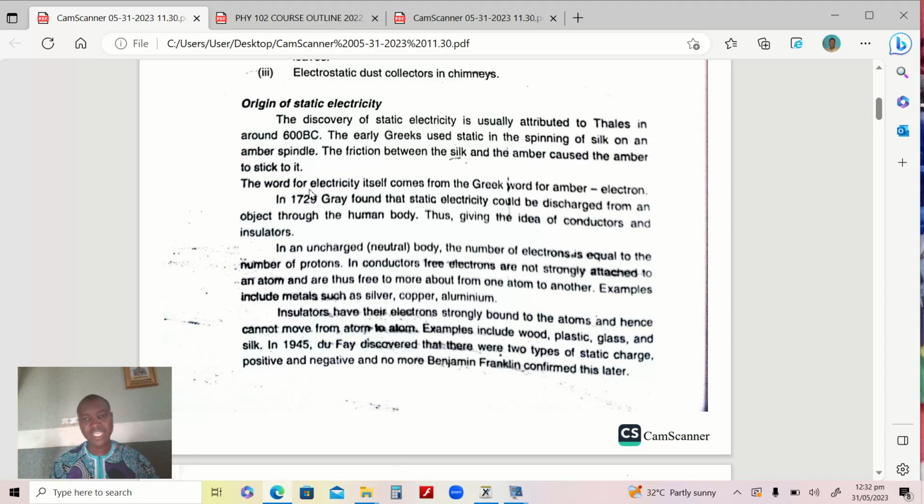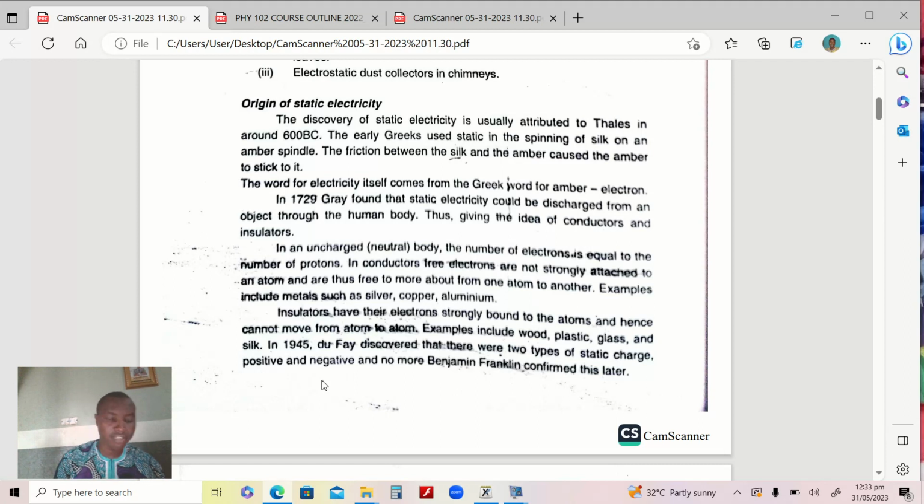So in conductors, free electrons are not strongly attached to an atom and are thus free to move about from one atom to another. Examples of conductors are silver, zinc, copper, aluminium, iron, etc. Then insulators have their electrons strongly bound to atoms and hence cannot move from one atom to the other. Examples of insulators are plastic, wood, quartz, silk, and so many other things.